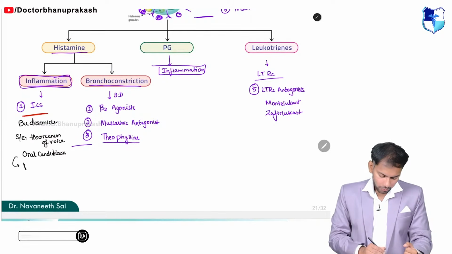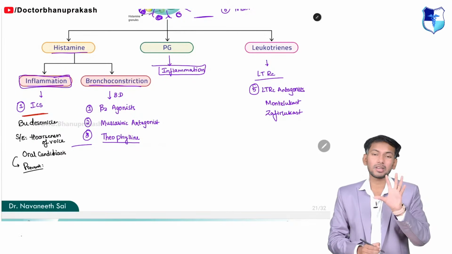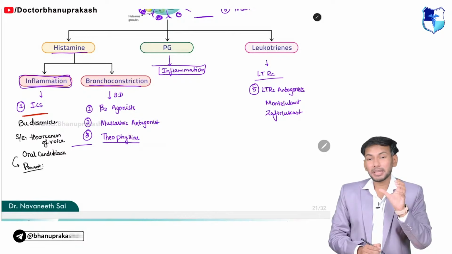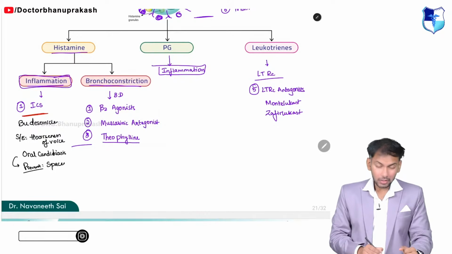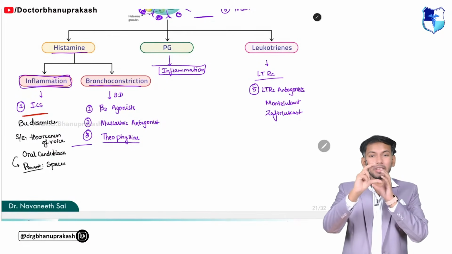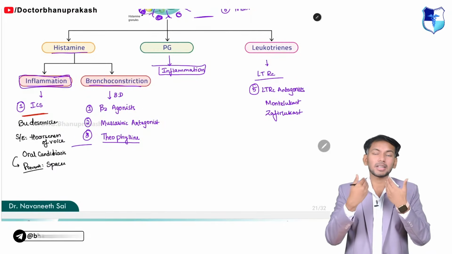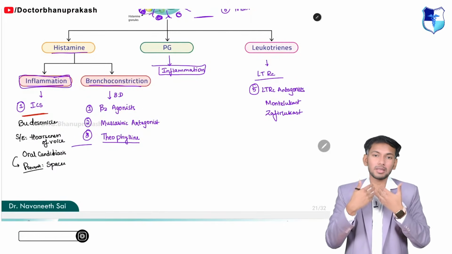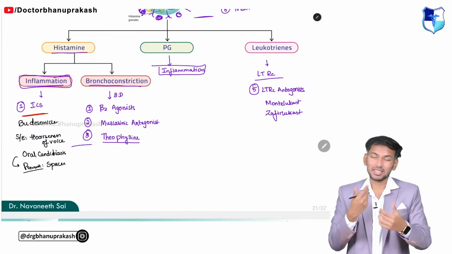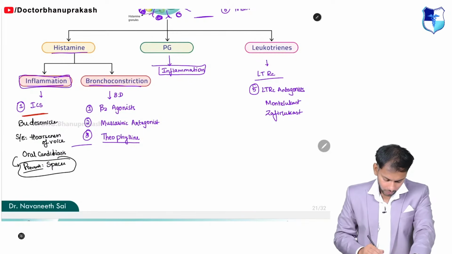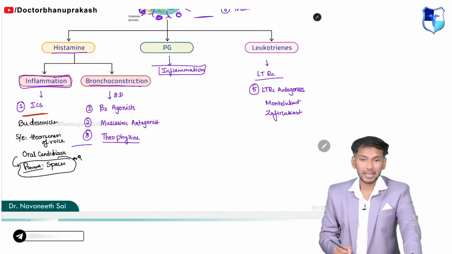Now the most important question that has been asked here is, how do you prevent it? You prevent it by using an equipment that is known as a spacer. So when you keep a spacer in between the inhaler and your mouth, the steroid is getting deposited directly into the lungs. It will not stay in the mouth, so it will not cause candidiasis. This is what is important. This is a very, very important question. Yes, this is about ICS.